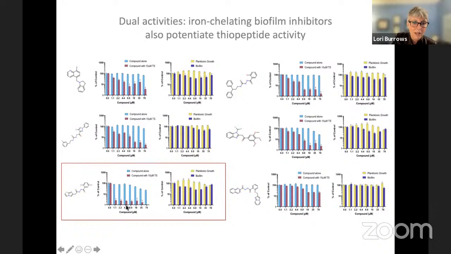And this one I really like. This is the one that we're working on the most because it's really potent at potentiating Thiostrepton activity. And it's also a decent biofilm inhibitor. So I just want to point out that these are log scale graphs.